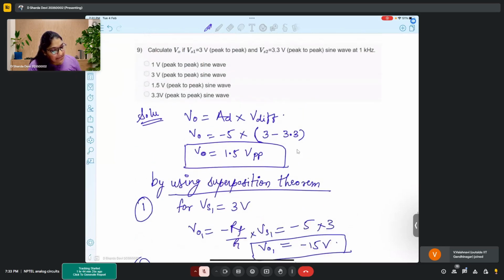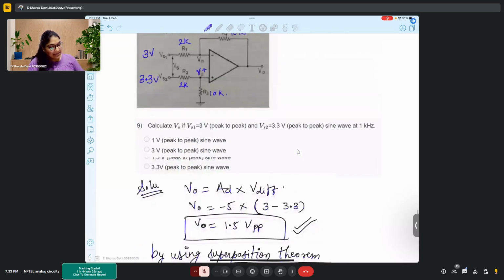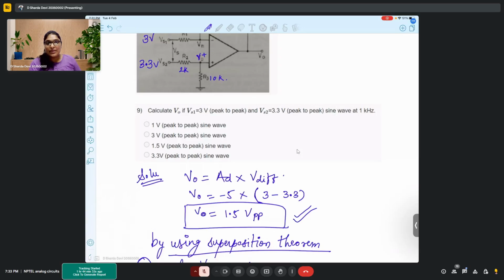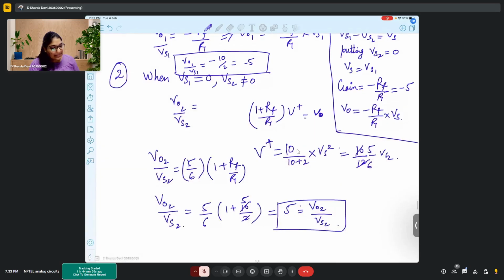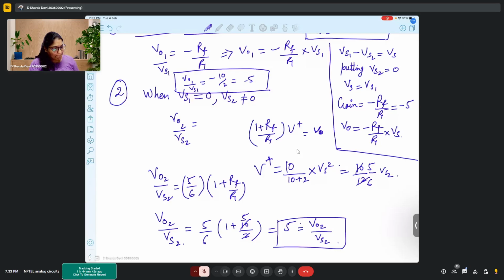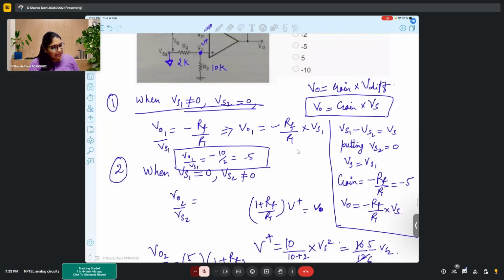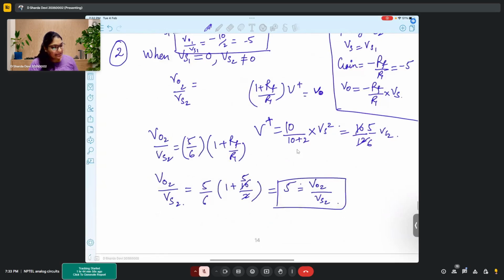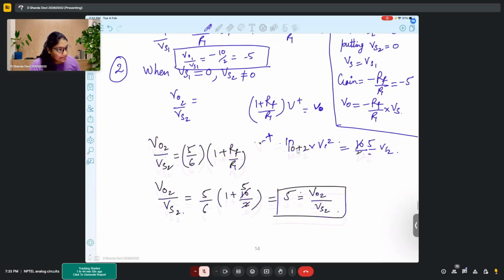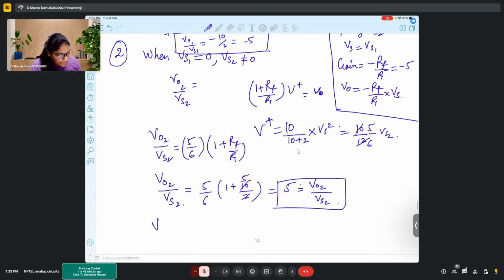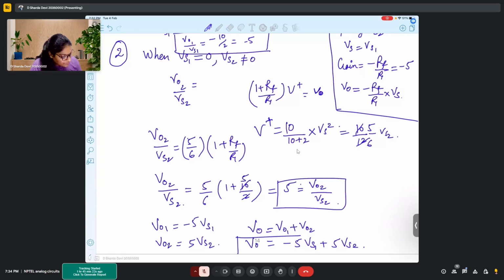Now by using the same method that we did last time, like in the previous question, we again got the same values, correct? It is 1.5 volts. Here, if we go by this long way of solution and substituting it again, it was V01 is minus 5 times Vs1 and V02 is 5 times Vs2. So V0 is V01 plus V02, that is minus 5 Vs1 plus 5 Vs2 is V0.